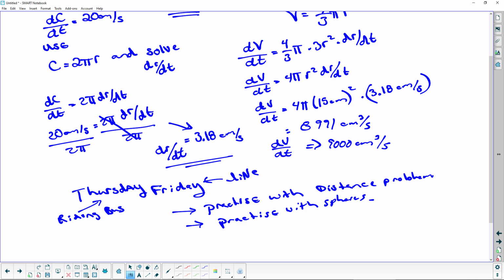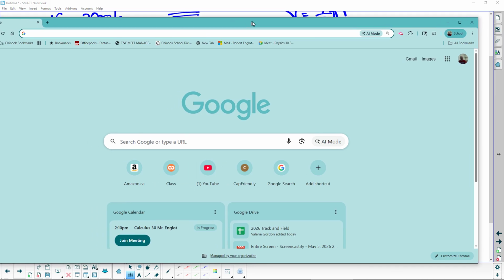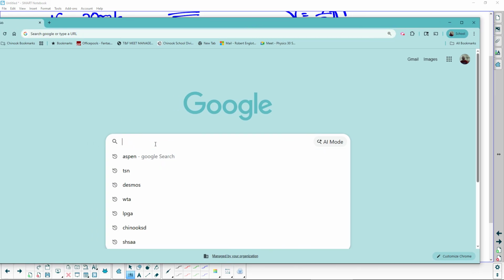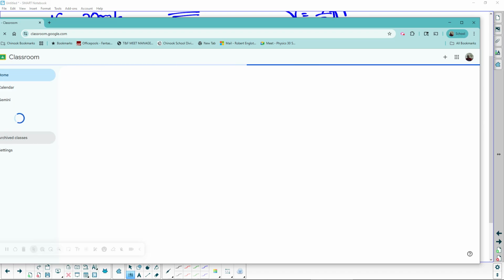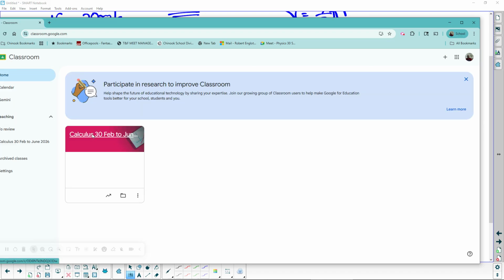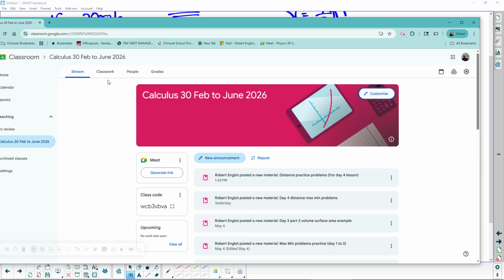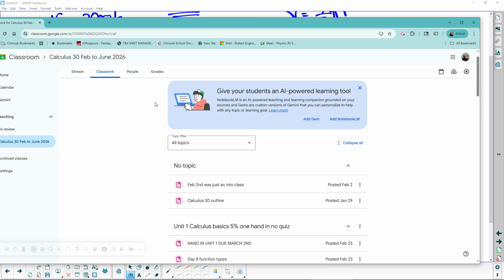Let me show you. Let me bring a new one over here and show you what I'm talking about. All right, let's go into our classroom here. I have not put up the sphere problems yet, but I'll show you where they are and what they look like.